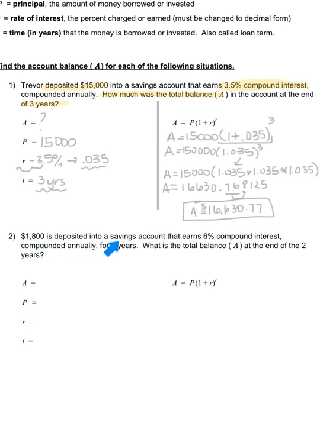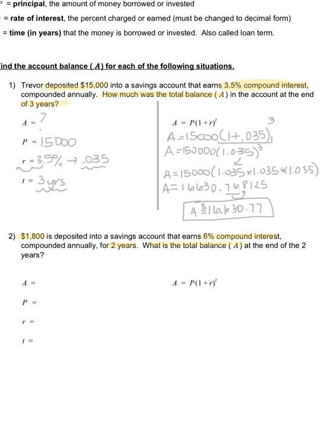Number 2. So it says $1,800 is deposited into a savings account that earns 6% compound interest, compounded annually for 2 years. What is the total balance A at the end of the 2 years? I'm going to highlight my important information. 1,800, 6% compound interest, 2 years. What is the total balance A?